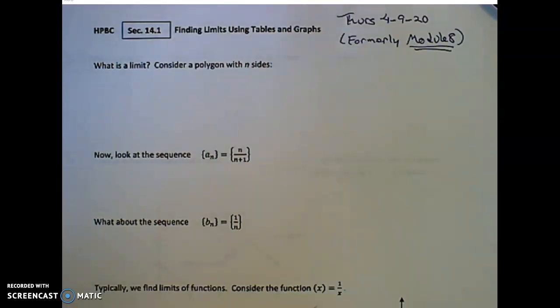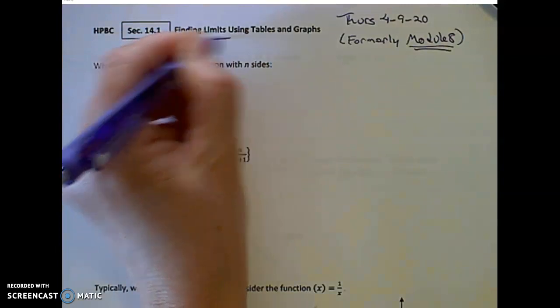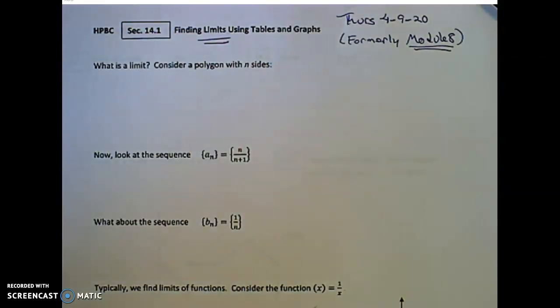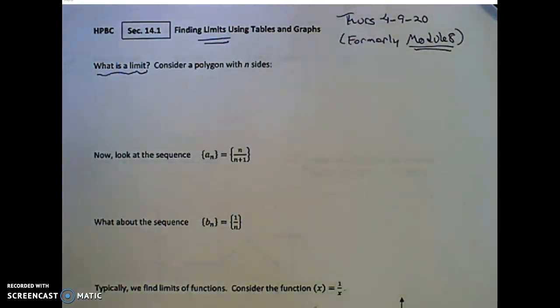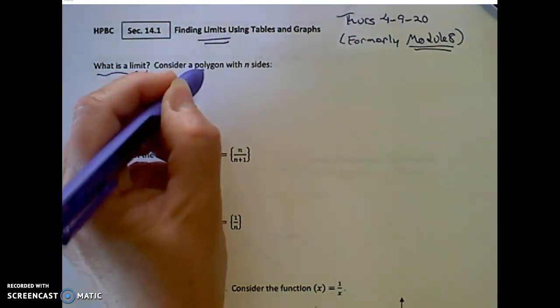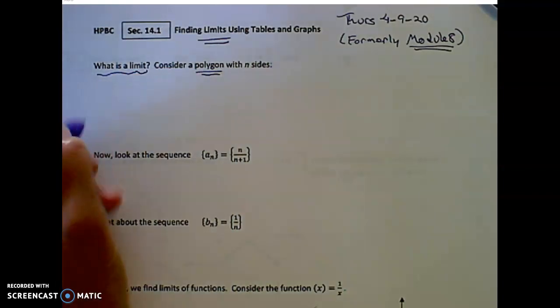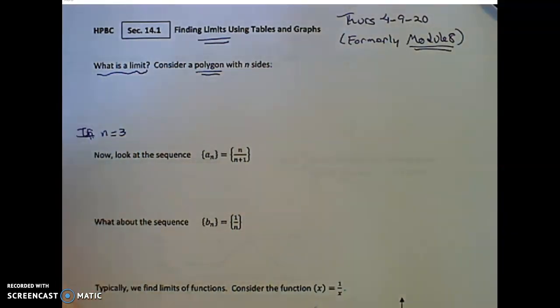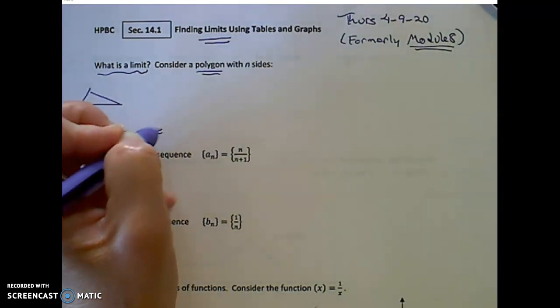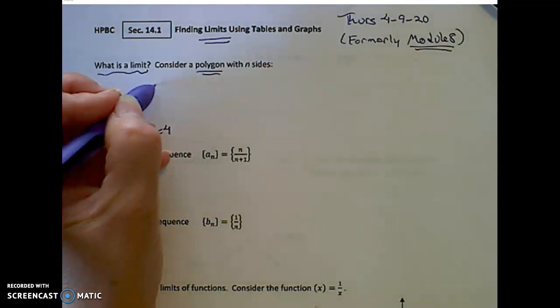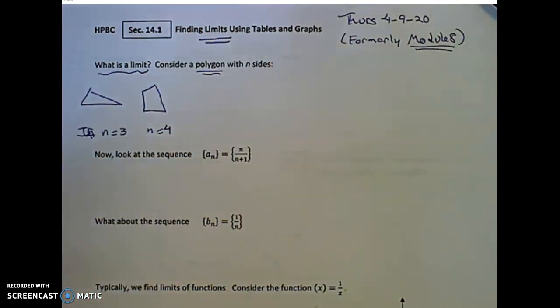All right, so we start chapter 14, getting ready for calculus next year, by finding limits of functions. It's a big calculus concept, a limit. What is a limit? Let's get comfortable with the idea for a second. Consider a shape, a polygon with n sides. If n is equal to 3, you know what a 3-sided polygon looks like. If n is equal to 4, you know what a 4-sided polygon looks like.